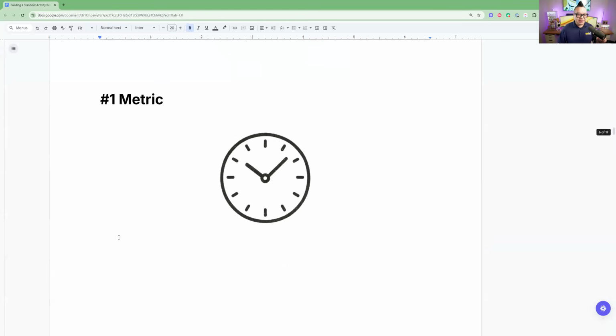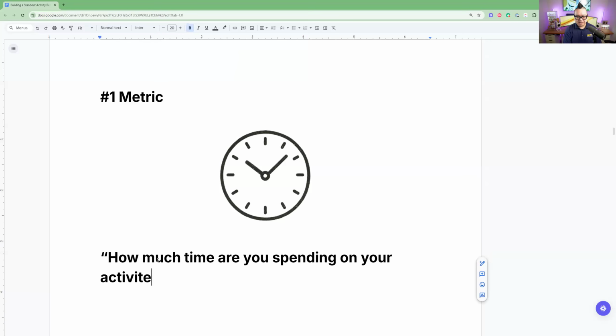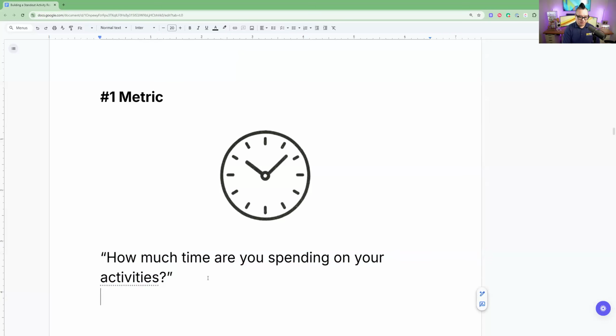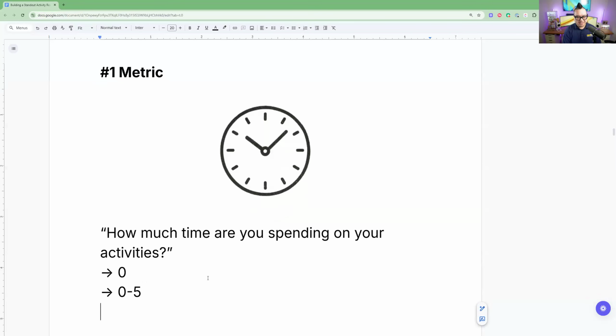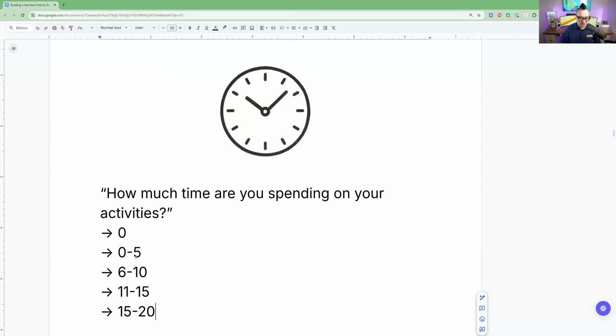So moving on, the number one metric. Those of you in our coaching program know this answer. The first thing I ask any student about their activities is not what they did. The first thing I always ask is, how much time are you spending on your activities? Some people say my child's doing nothing, zero. Some are doing 0 to 5 hours, some 6 to 10 hours, some 10 to 15 hours, some 15, 20 hours. Those are the usual answers.